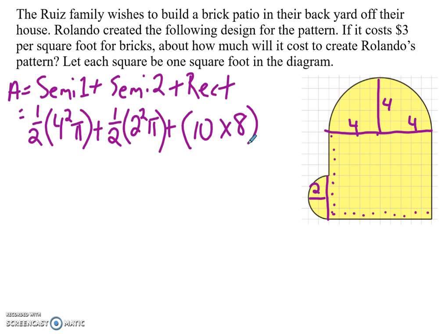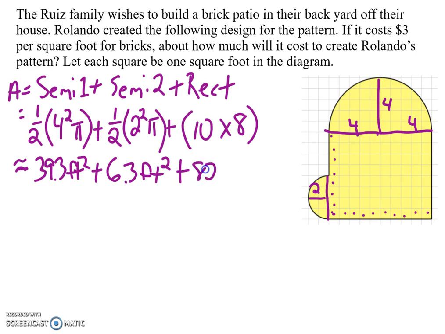Now, if I go through and find my approximation, since I'm going to end up dealing with money, this would be approximately 39.3 square feet. This would be approximately 6.3 square feet. And this is 80 square feet. And so when I add them together, I would get about 125.6 square feet.